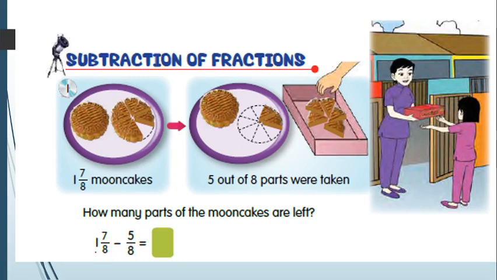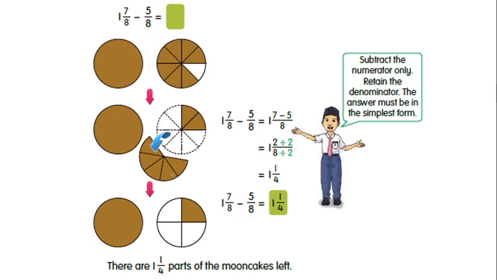This one here is mixed number. This is proper fraction. Nombor bercampur. Ada whole number, ada nombor bulat, dan ada fraction, ada pecahan. So dia dipanggil sebagai mixed number. So 1 7 over 8 minus 5 over 8. We are going to subtract, or we are going to find the answer.